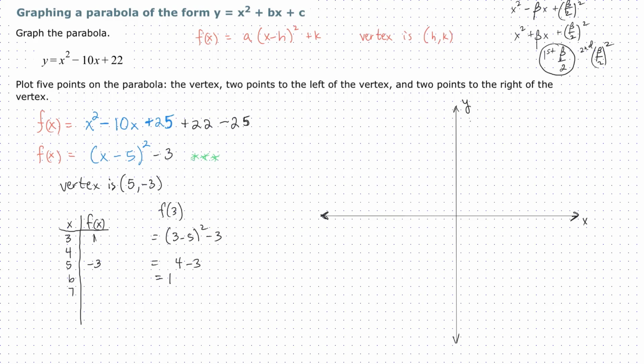And if you do 4, well, we get positive 1 minus 3, so we get negative 2. And if you do 6, we get negative 2. And if you do 7, we get 4 minus 3, which is 1. So let's plot all those ordered pairs. Let's graph the vertex first. I'm going to put another quadruple star there because that's really, really important. 5, negative 3.